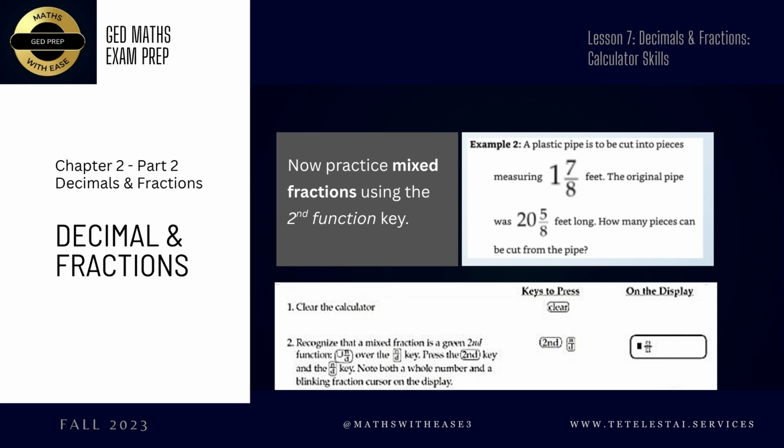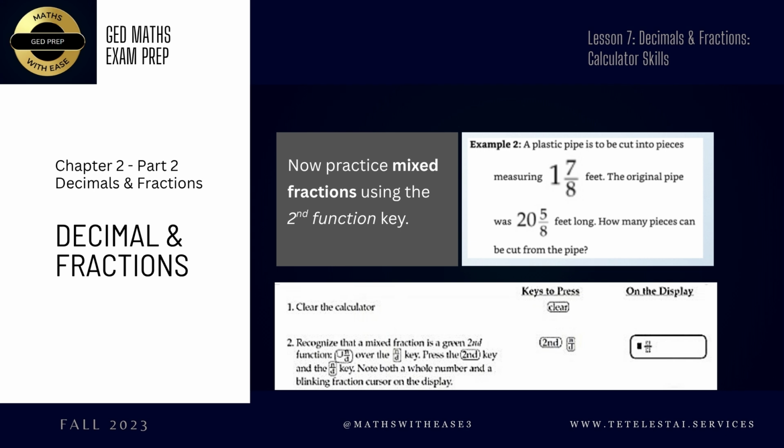In this example, you're being asked to use the second function key to toggle mixed fractions, okay? So a plastic pipe is to be cut into pieces measuring 1 7/8 feet, or 1 feet and 7/8 of an inch. The original pipe was 20 feet and 5/8 of an inch long. How many pieces can be cut from the pipe? Okay, so in this case, we're simply dividing 20 and 5/8 by 1 7/8.